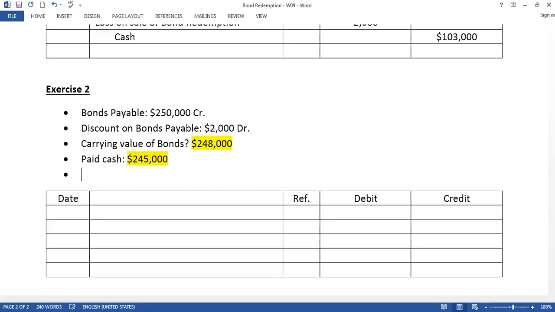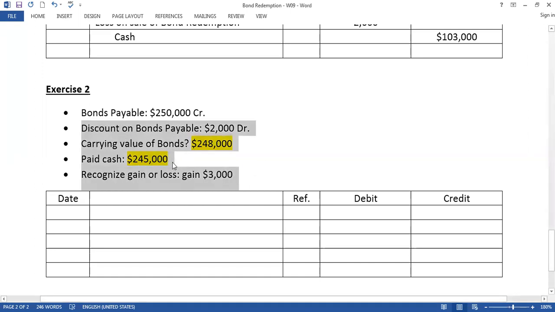So if we recognize a gain or loss in this situation, do we have a gain or loss? Gain. Yes, so we have a gain, and it is $3,000, right? Whenever I give you a question, you have to do this kind of calculation. This is the calculation you should do.